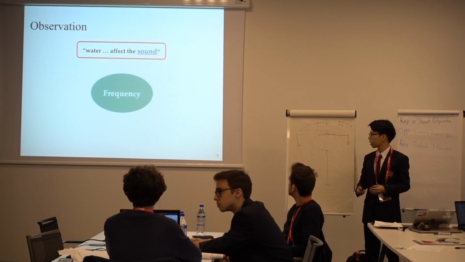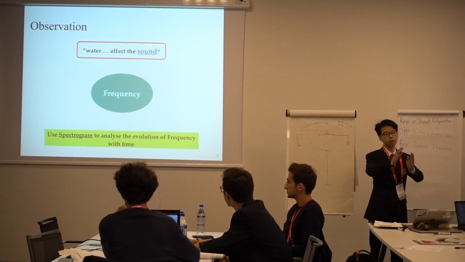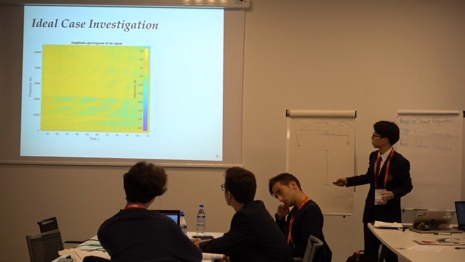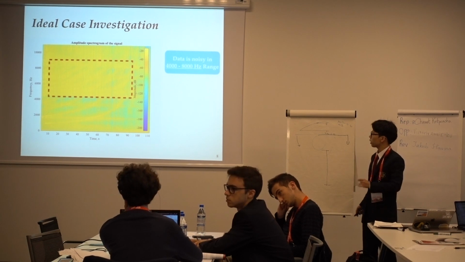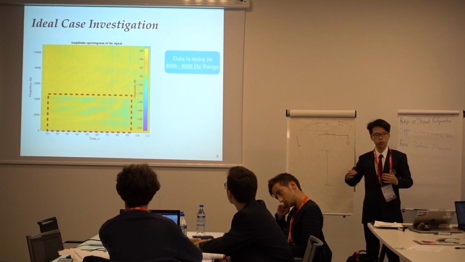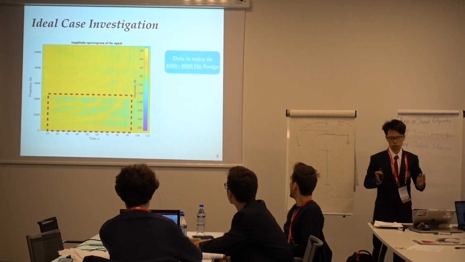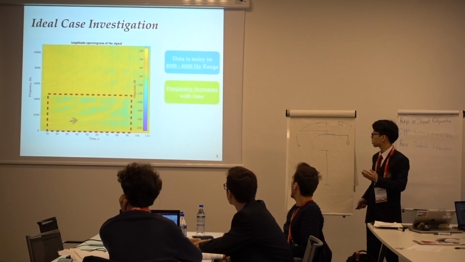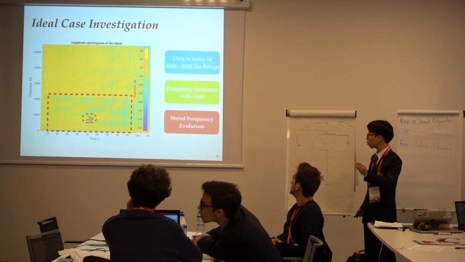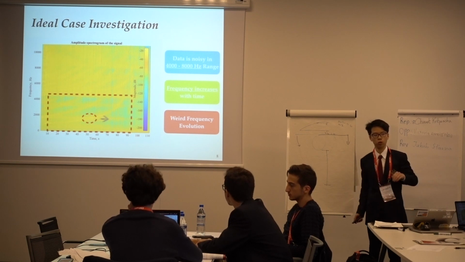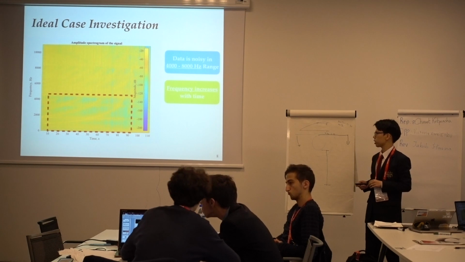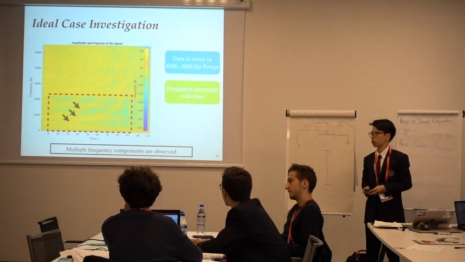And for frequency, to analyze it, we're going to use a spectrogram to see how it evolves with time. And this is what we get. From this, we notice a few interesting things. First, the data is very noisy in the 4,000 to 8,000 Hz range. So from that we're going to turn our focus to the lower frequencies. From that we can see that frequency increases with time. However, we notice something strange in that the frequency just starts to flatten out. We're going to address this in the last part of the presentation. And finally, we observe multiple frequency components.